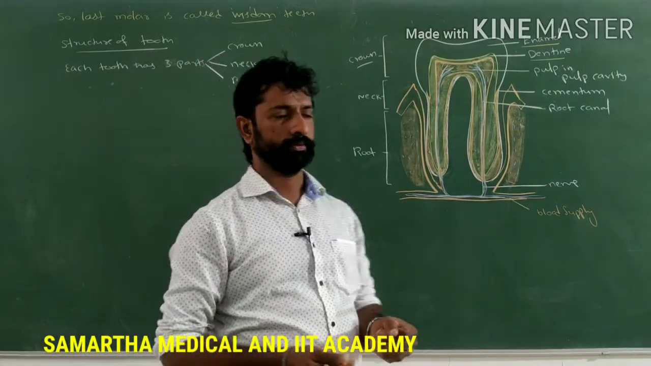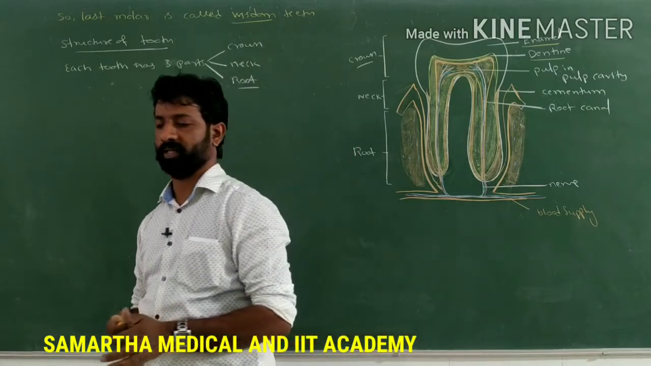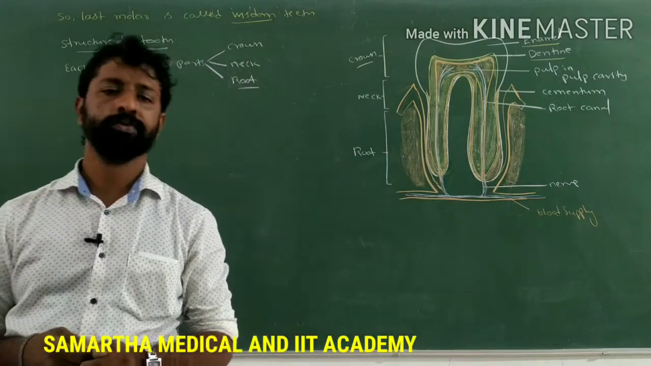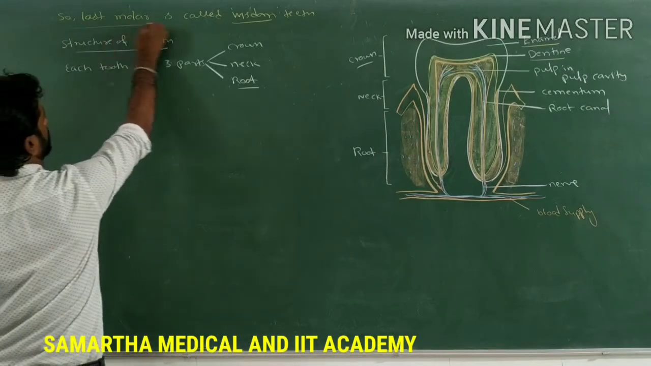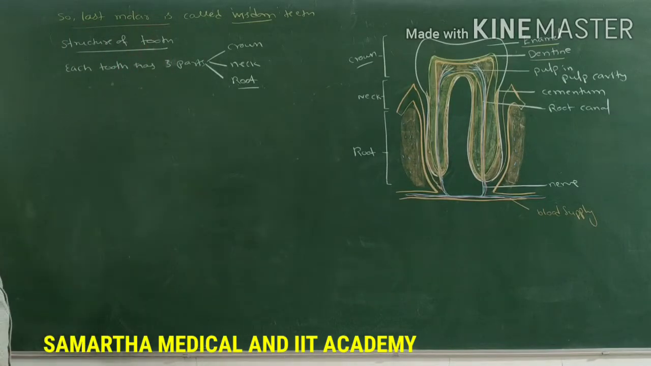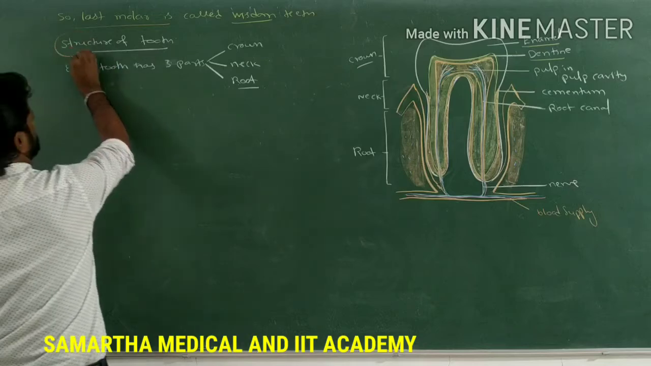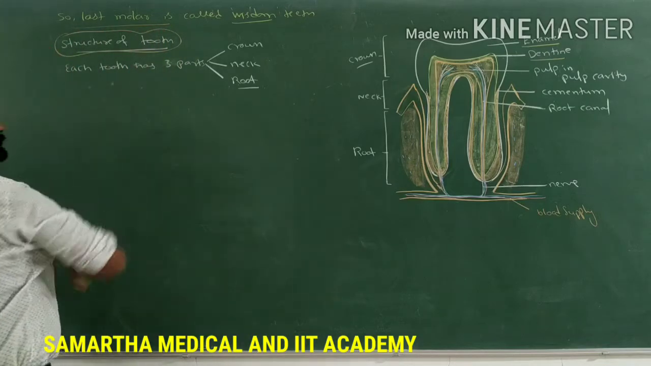So the last molar teeth, which appear at the age of 21 or after the age of 21, are called wisdom teeth. So last molars are called wisdom teeth. Next, the structure of tooth.